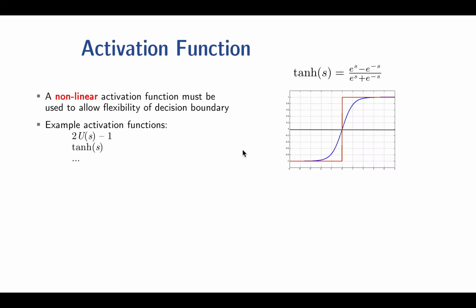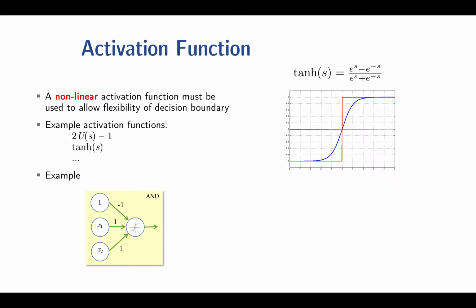What is tan hyperbolic? Tan hyperbolic is like this blue curve, and this red curve is that unit step. So in a sense, tan hyperbolic is like a soft step function. It doesn't have hard corners, it doesn't jump immediately, it changes smoothly. Okay, and then there are others that people use. We'll talk about those later. But you can think of some function that I need here.